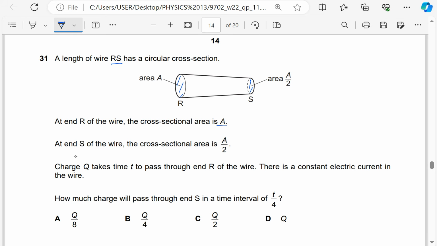How much charge will pass through end S in a time interval of t over 4? So let's say at time t equals 0 we are at R, and at t equals t over 4 we are at S.